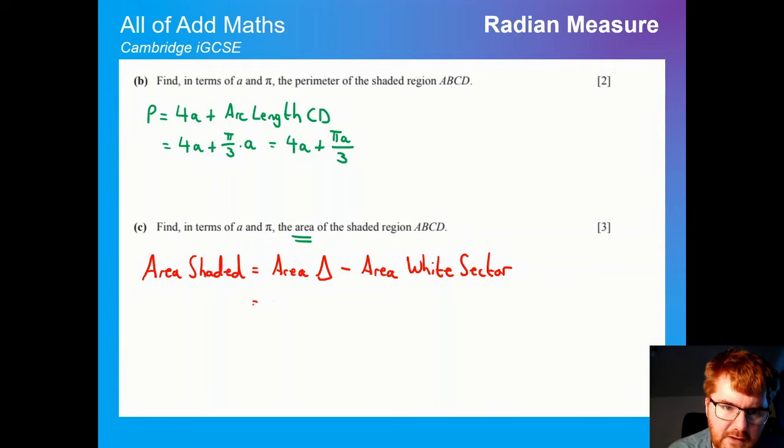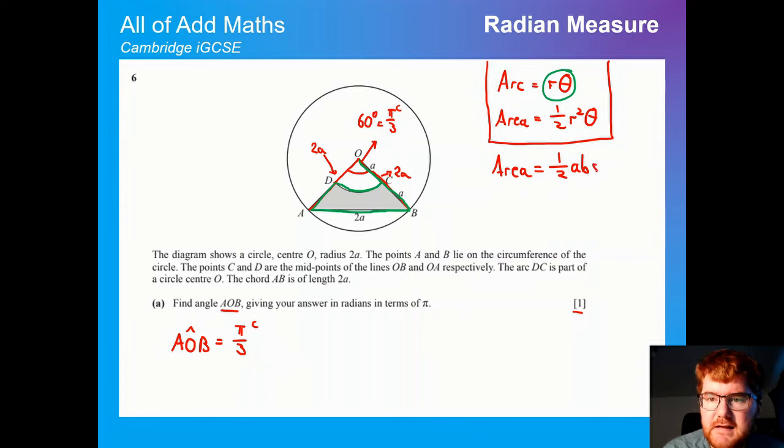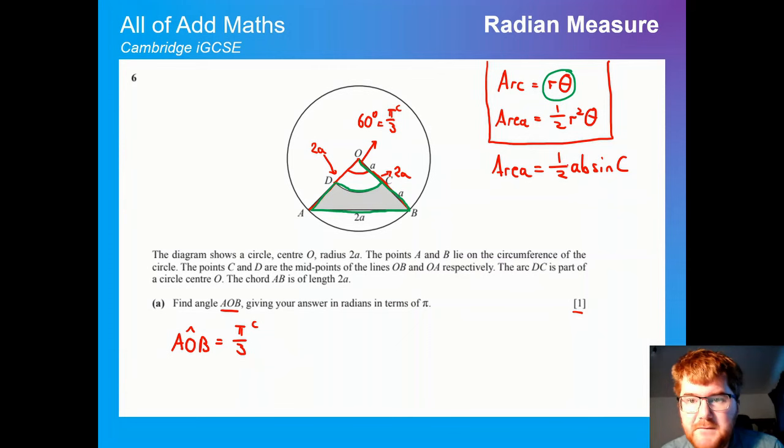Okay, so let's work our way through. Now the area of a triangle, you need to know that formula as well, and that's equal to 1/2 ab sine C. Again, it doesn't matter if C is in radians or degrees, as long as you can work it out correctly. Well, let's have a look.